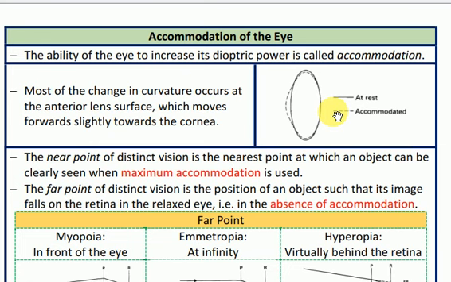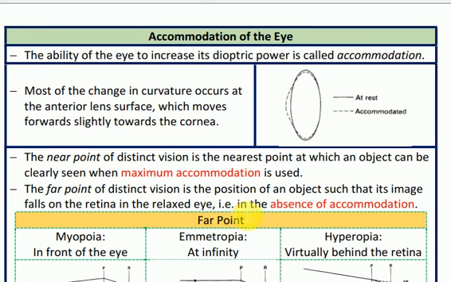Most of the change in curvature occurs at the anterior lens surface, which moves forward slightly towards the cornea. The ability of the eye to increase its dioptric power is called accommodation. Before analyzing this process of accommodation further, it is necessary to define certain terms. The far point of distant vision is the position of an object such that its image falls on the retina in the relaxed eye, in the absence of accommodation.